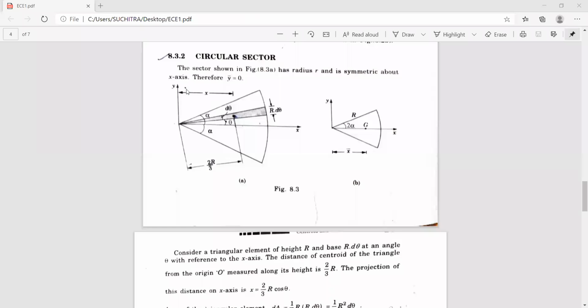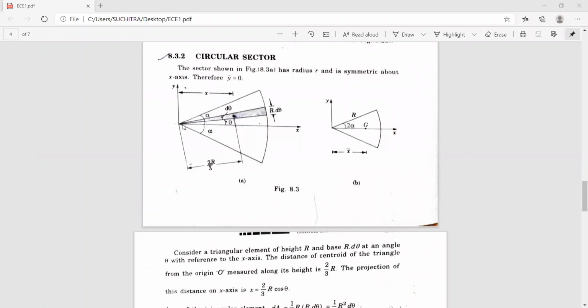Now we want the horizontal distance of this centroid. So this is the centroidal distance of the elemental area with respect to the apex, that is 2/3 r, and if you project this onto the x-axis, I want this distance x. So this x will be nothing but 2/3 r cos theta, because this makes an angle theta with respect to the horizontal axis. So this elemental area makes an angle theta with respect to the horizontal axis. So I want to find the horizontal distance with respect to the y-axis. That means this x distance I want.